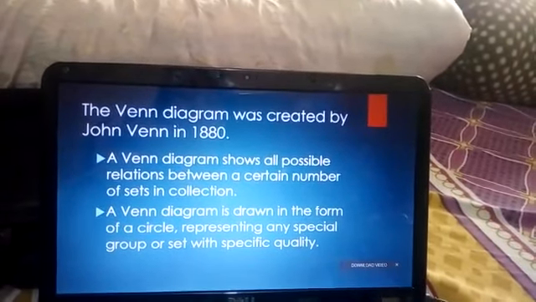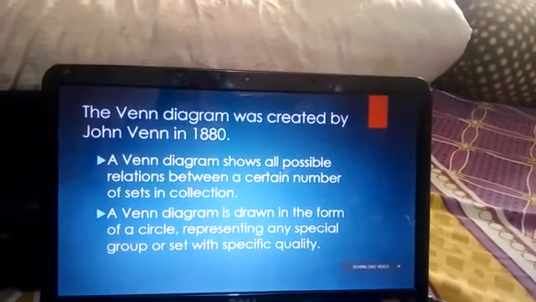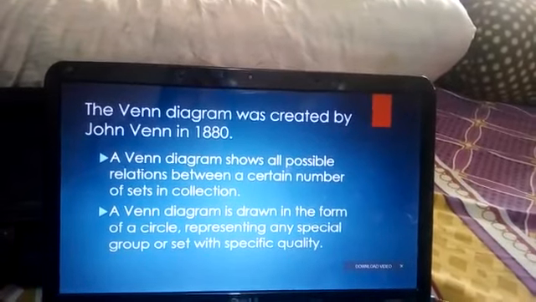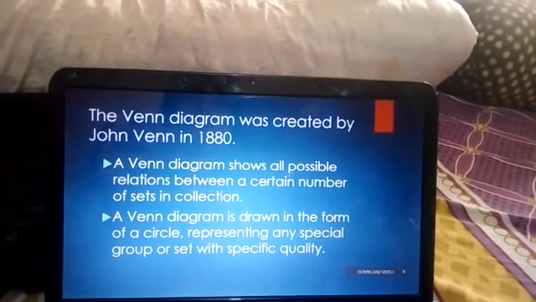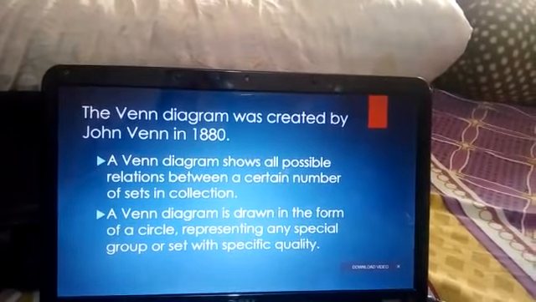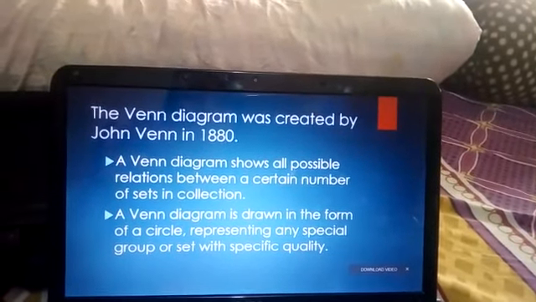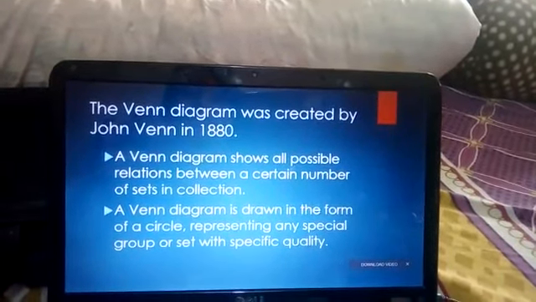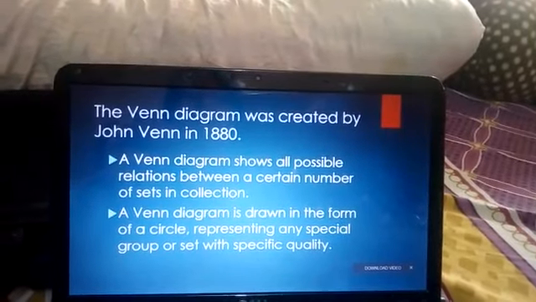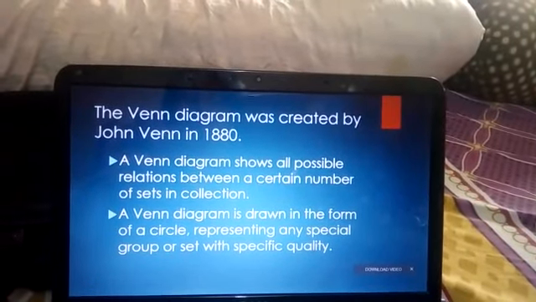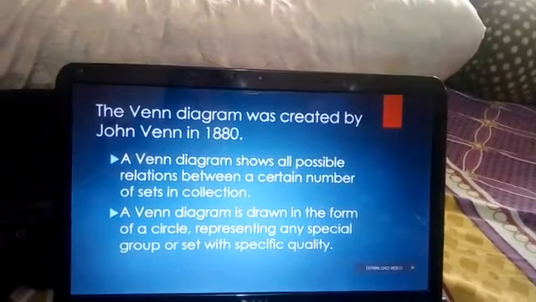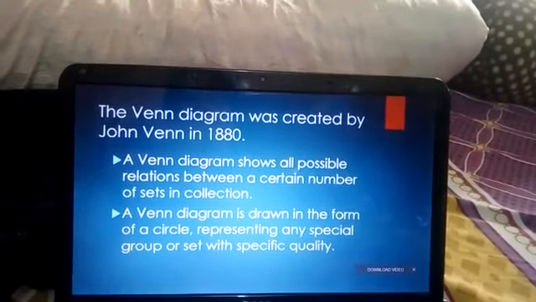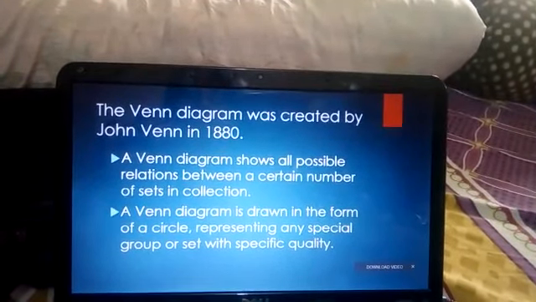That means if you have 2 or 3 sets, then what is the relationship between them? Are they overlapping, meaning they have something in common? Are they disjoint, they don't have anything in common? So to represent this we use a Venn diagram. A Venn diagram is in the form of a circle representing any special group or set with a specific quality.